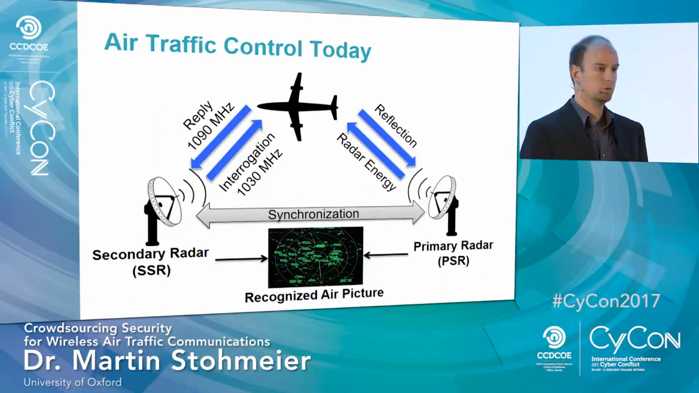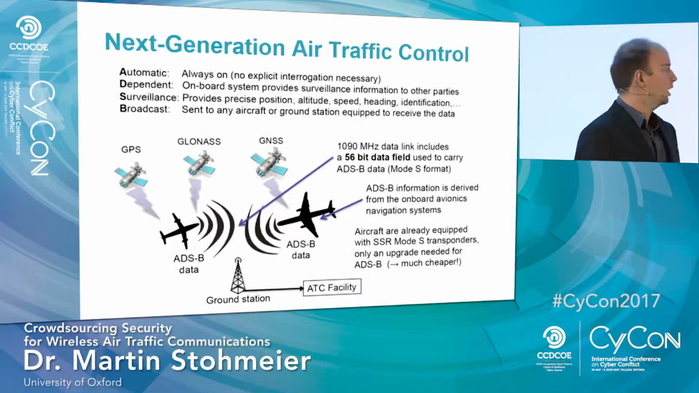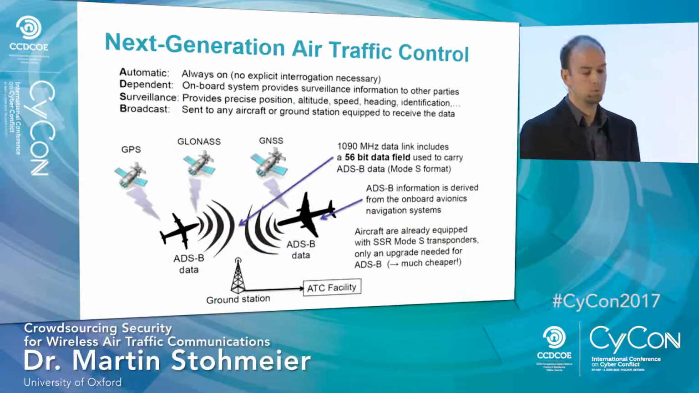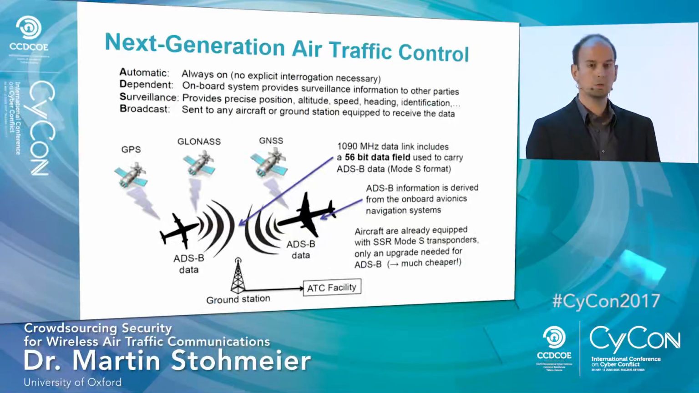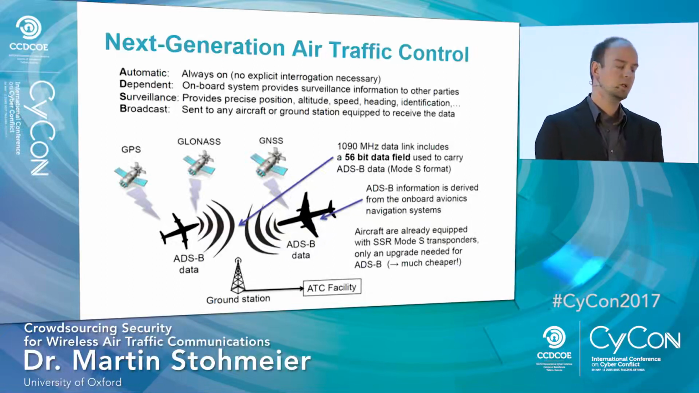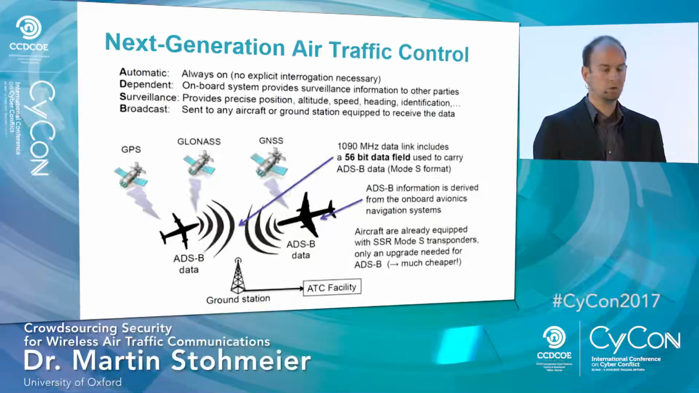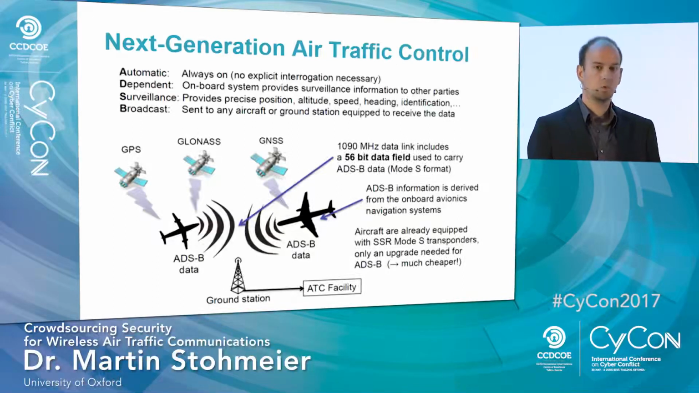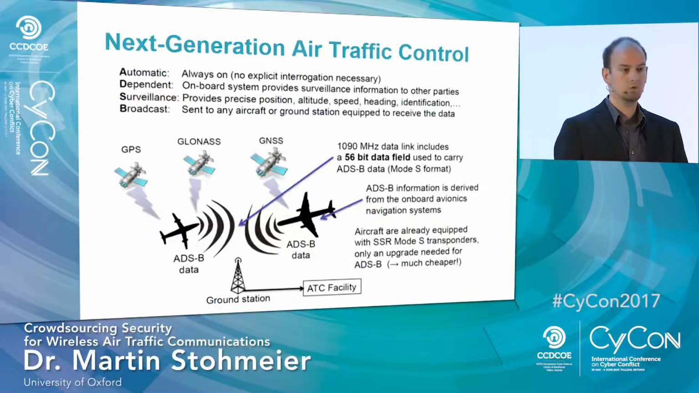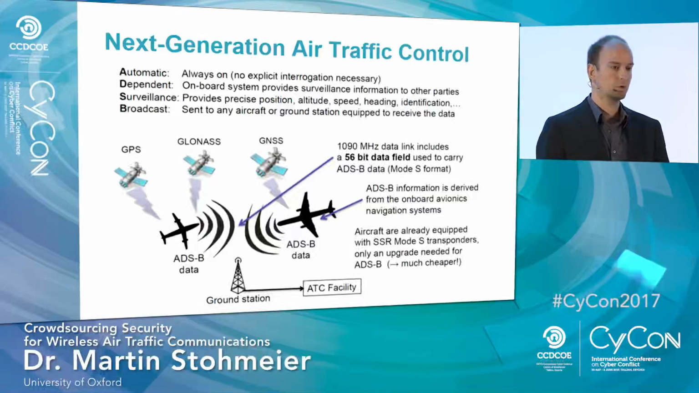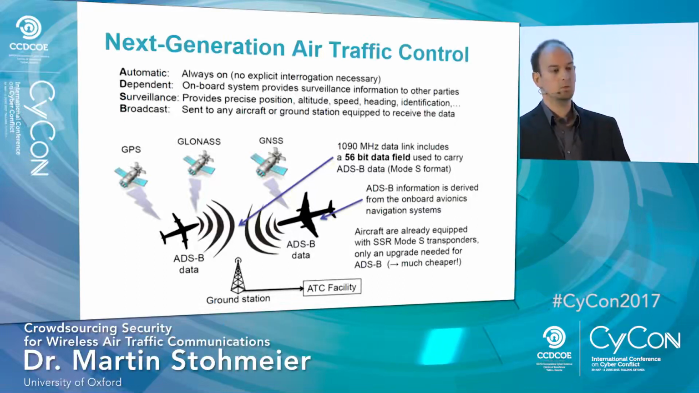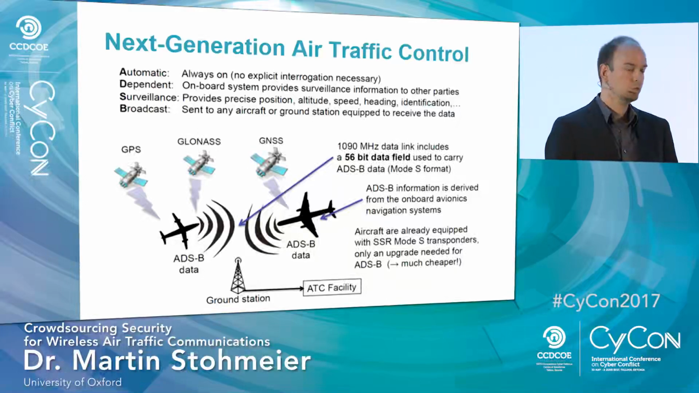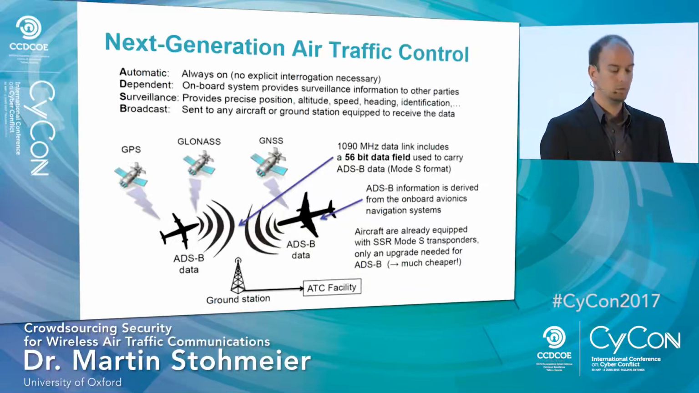Finally, we have the so-called next generation of air traffic control, at the heart of which we have the automatic dependent surveillance broadcast protocol. So if we go through these buzzwords, it's automatic, so contrary to before, it's always on, there's no interrogation necessary. The aircraft sends information every second. It is dependent, so the information does not come from ground sources, but from the actual instruments on board of the aircraft. And surveillance basically says, we now get much more information. We get precise position, altitude, speed, heading, velocity, identification, and actually a bunch of other information.